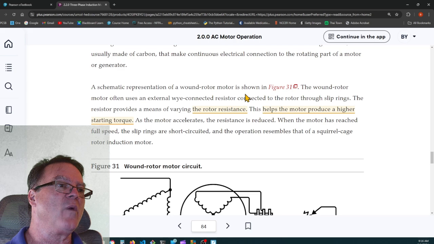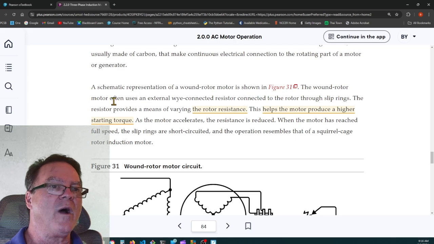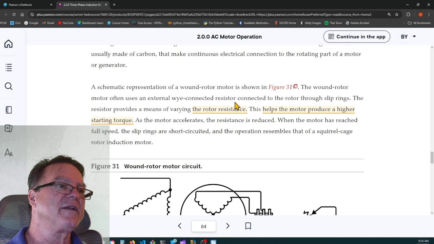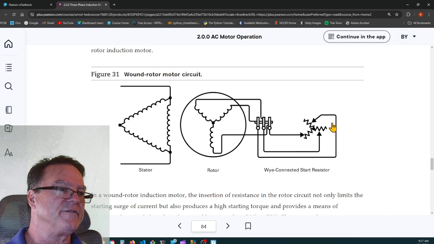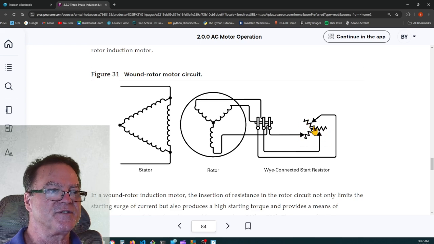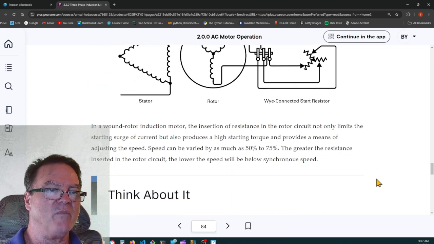A schematic representation of a wound rotor motor is shown in figure 31. Wound rotor motor often uses an external Y-connected resistor connected to the rotor through the slip rings. The resistor provides a means of varying the rotor resistance. This helps the motor produce a higher starting torque. So they're not necessarily even connecting this to any source of electricity. They're taking it to a bank of resistors in a Y configuration, and they're variable. You can change the ohmic value of these variable resistors, and in doing so, you can change the torque of the motor.